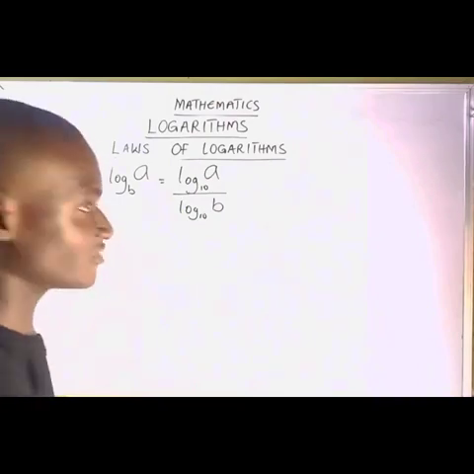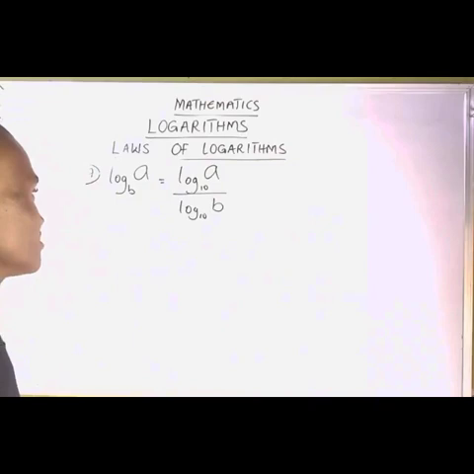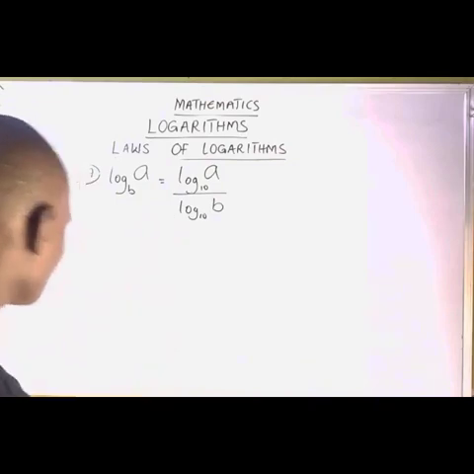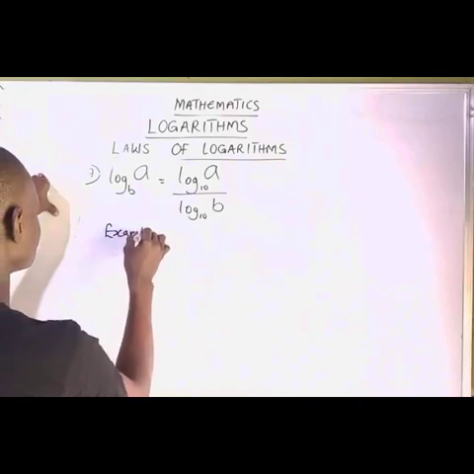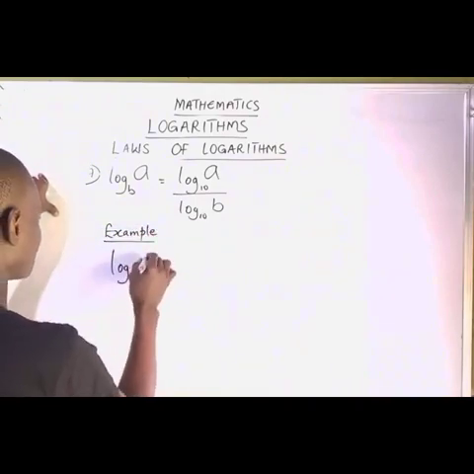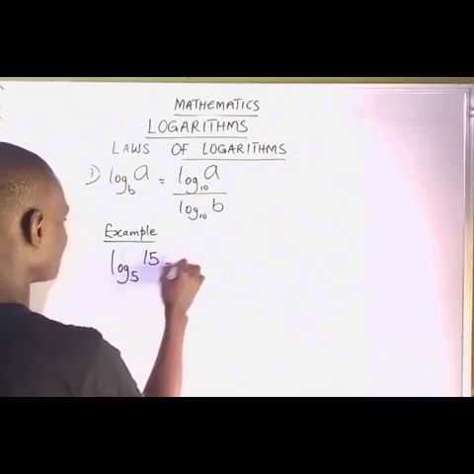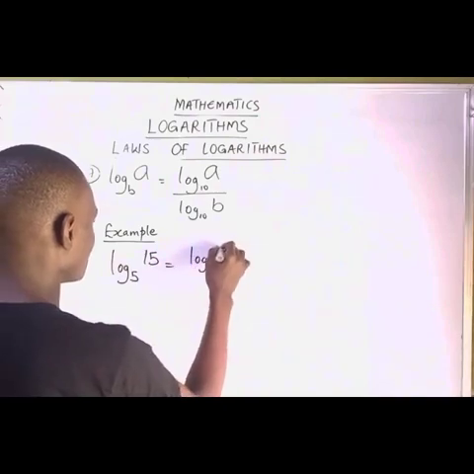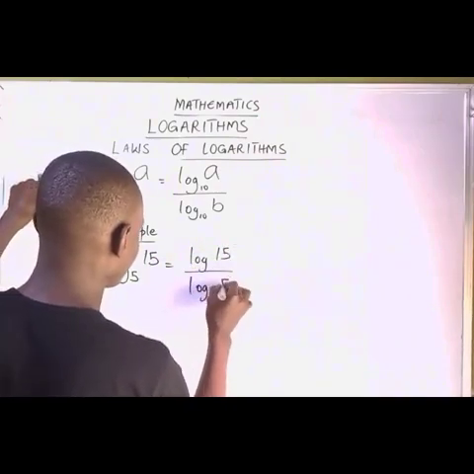I can write it as base 10. Most times we use base 10. So we can transform this to this. What this implies is that, for example, if I have the logarithm of 15 to the base of 5, I can write it as the logarithm of 15 over the logarithm of 5.